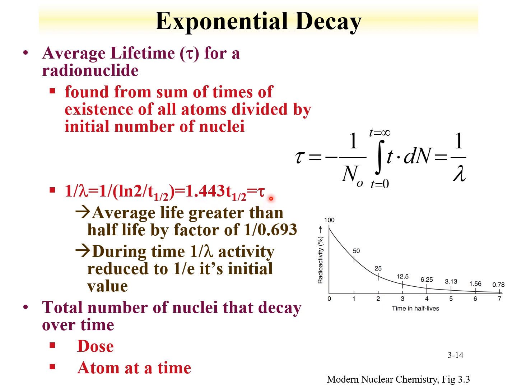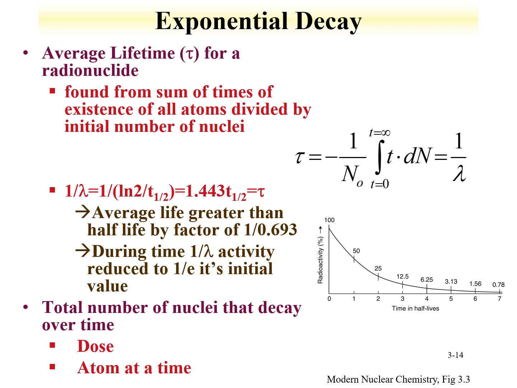And it turns out that the average isotope has a lifetime on the order of 1.4 times the half-life. So the average lifetime is greater than the half-life by this factor. And during the average lifetime, the activity is reduced to 1 over e of its initial activity. So I can understand the relationships between these two.